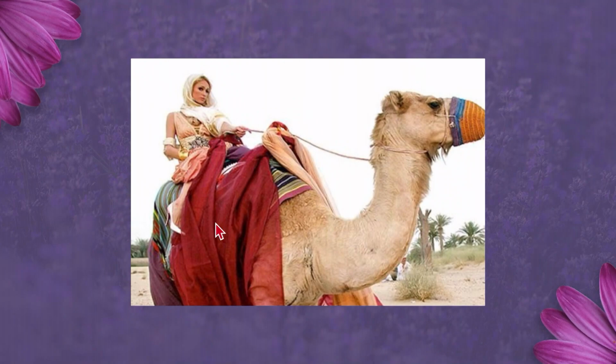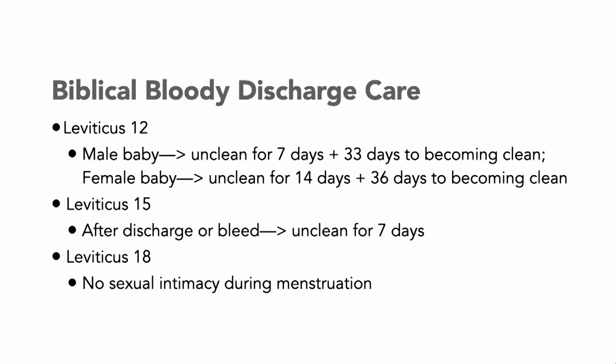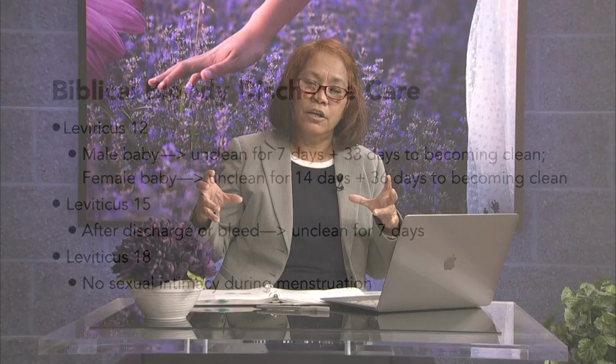Okay, I just want to share with you something very important from the Bible. Biblical bloody discharge care. Now, according to Leviticus 12, the male baby, when it is born, the mother is unclean for 7 days plus 33 days to becoming clean. But if it is a female baby, the mother is unclean for 14 days plus 36 days to becoming clean. So it takes a longer time for a mother who delivers a baby girl. It takes longer for her to become clean compared to if she had delivered a baby boy. Okay? It's because estrogen makes a plumper endometrium, and even the estrogen from the baby can affect the mother, the same way as the estrogen of the mother can affect the baby.